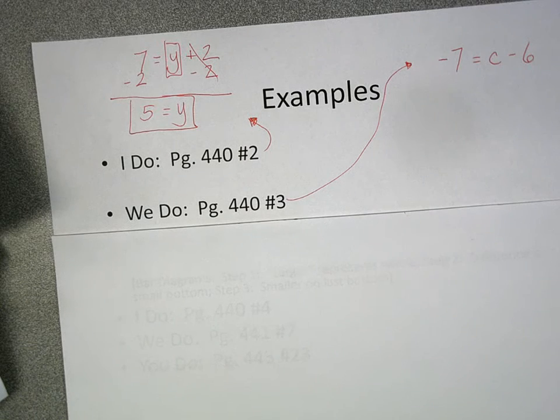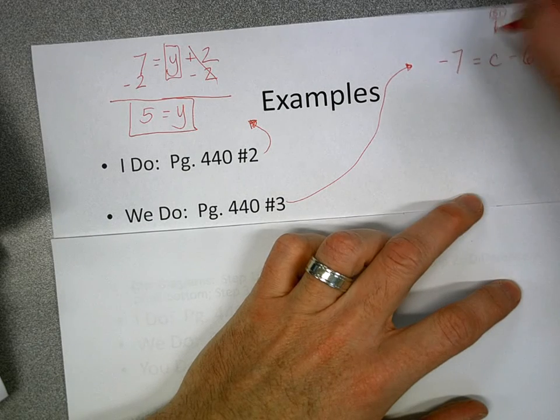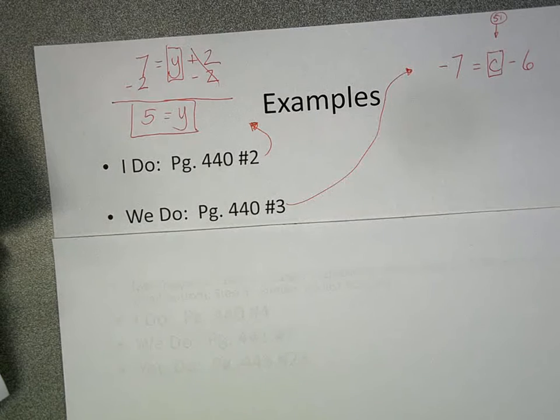Okay, now let's write the steps. Here we go. Step 1: Find your variable. I want you to box it in. You always have to box them in? No. You won't always have to box them in, but for this lesson, I want you to box it in. Maybe even for this whole chapter. So you're going to box in your variable.